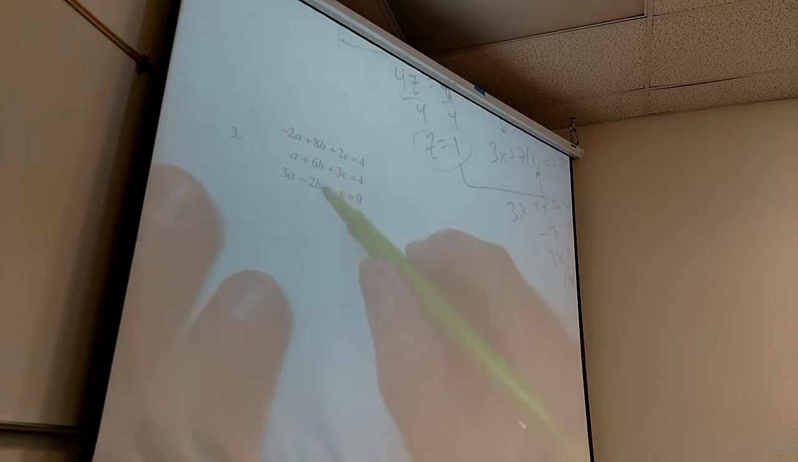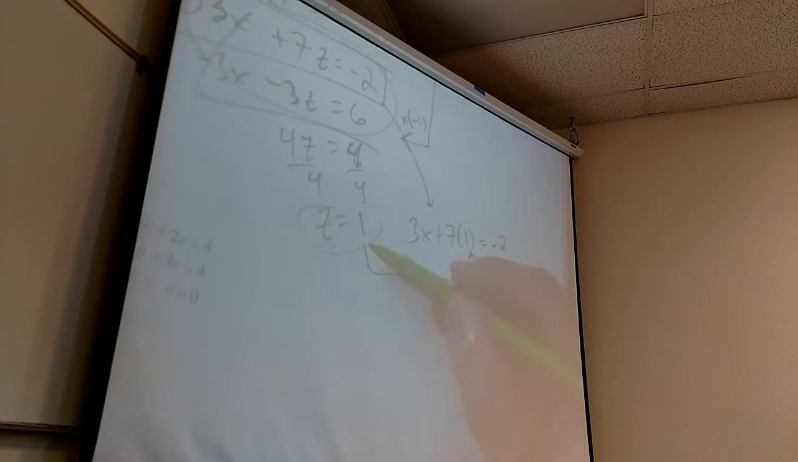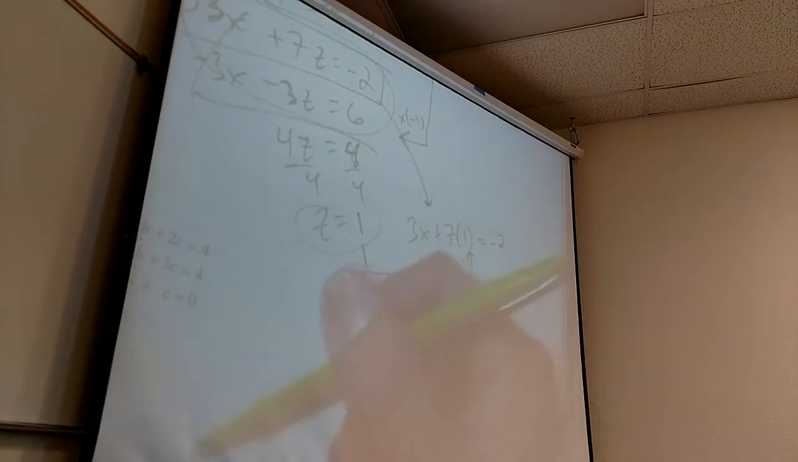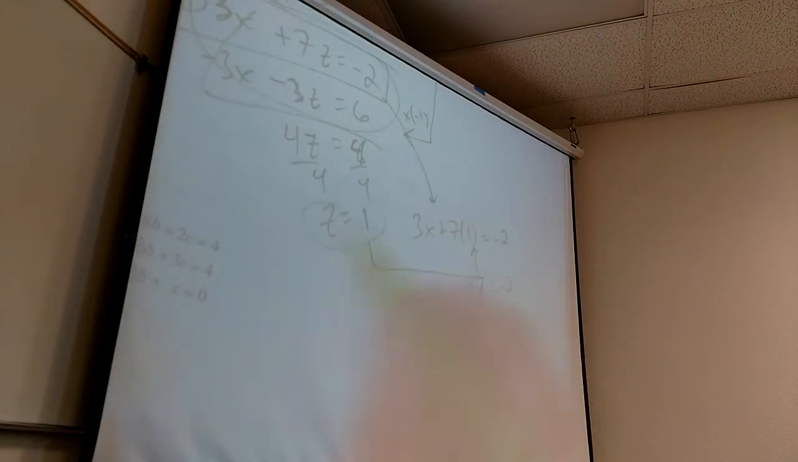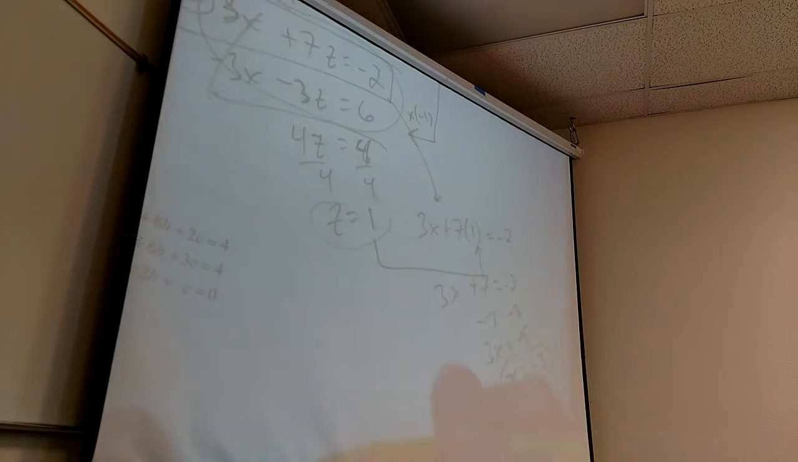Now, there are some weird things that can happen. If in the process of doing this, you get 0 equals 7, what does that always mean? What's the answer? No solution, because 0 is never 7, so there's no answer. So you will see that kind of thing.